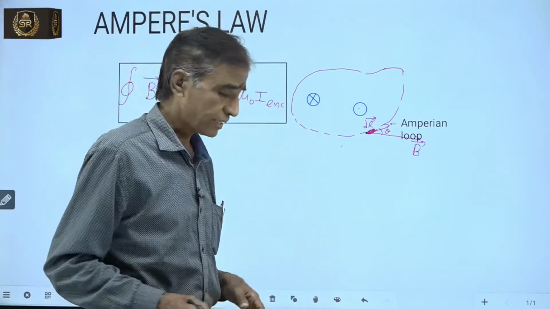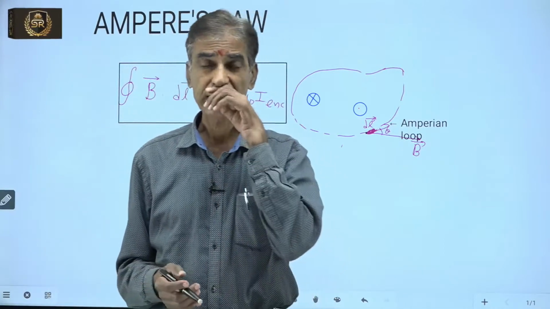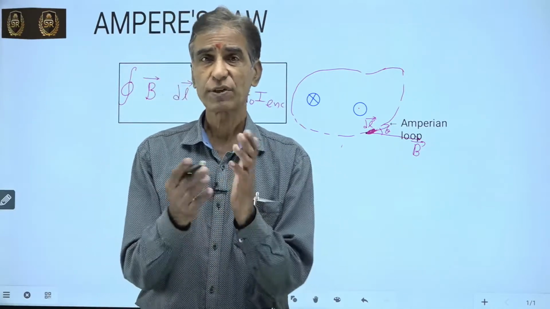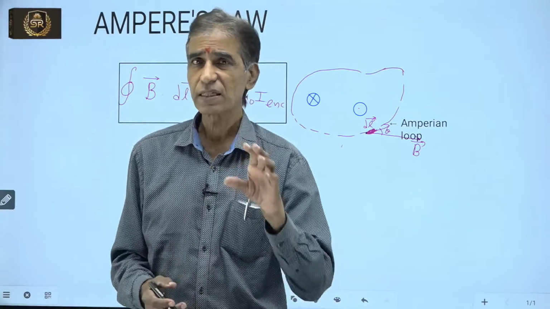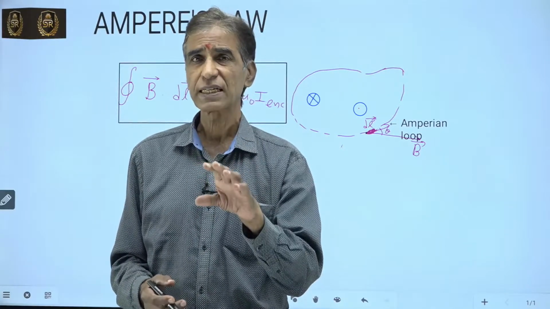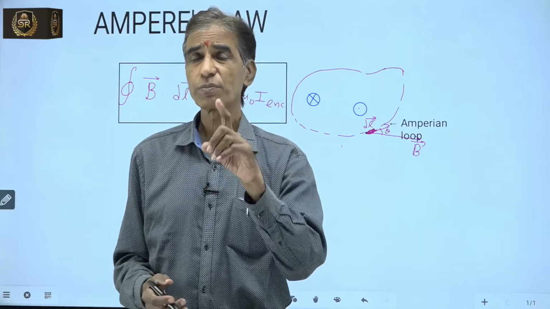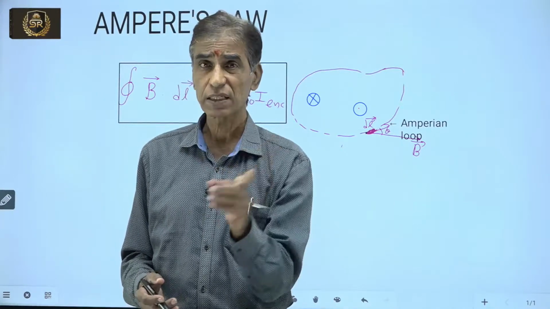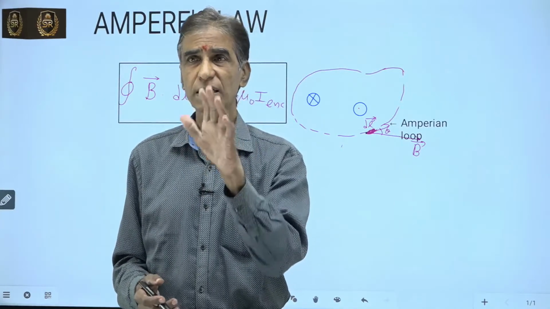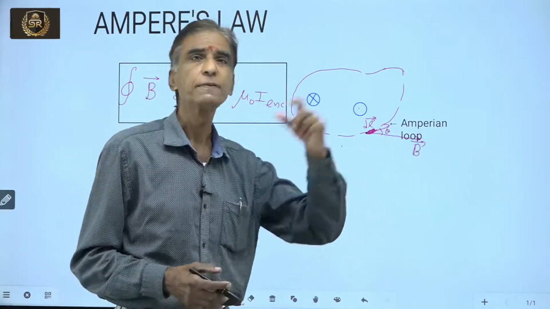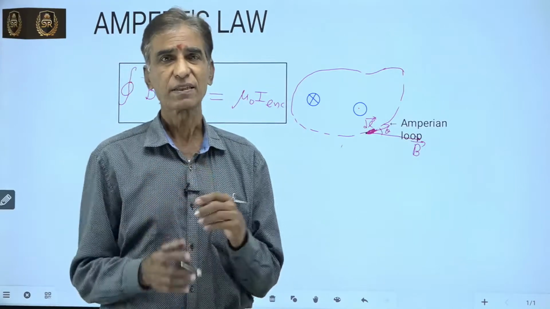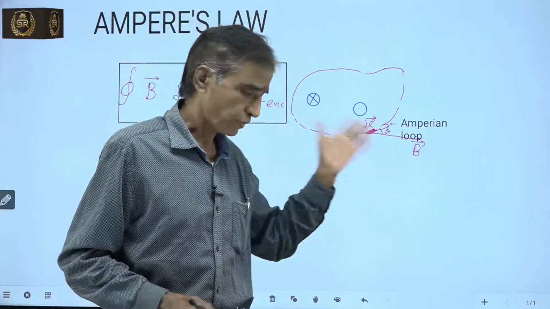So when a current carrying conductor is given, we choose one Amperian loop. Then we take one element, calculate the magnetic induction, and perform integration around that loop under proper limits. Then we get the value of B. That is the way to choose this.